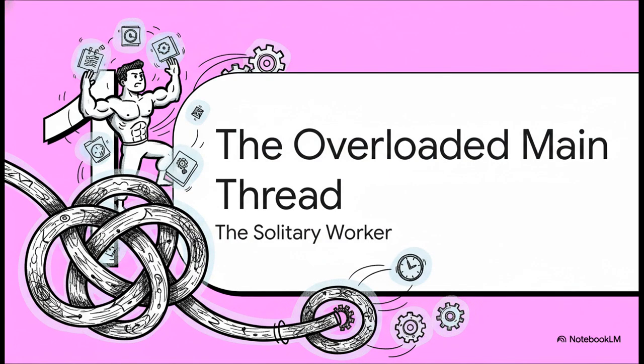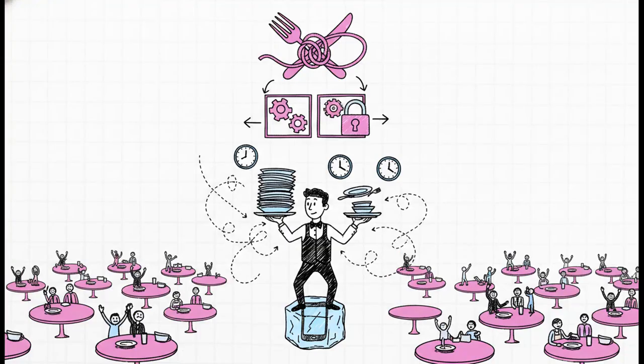All right, to solve this crime, we've got to understand the victim. So let's meet the protagonist of our story, the single, solitary worker responsible for literally everything you see and touch on your screen. Think of the main thread, or the UI thread, as a single waiter trying to serve every single table in a huge, packed restaurant, all by themselves. It is a lonely and absurdly important job.